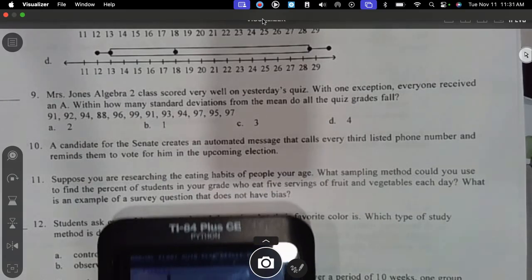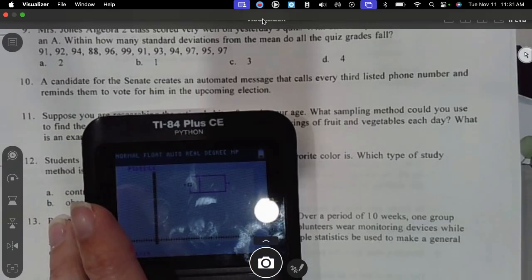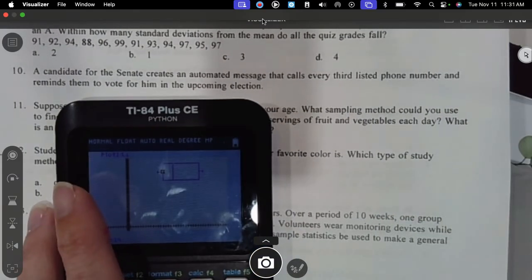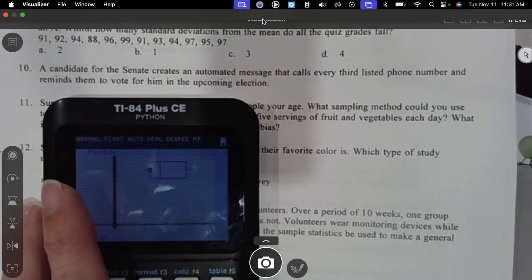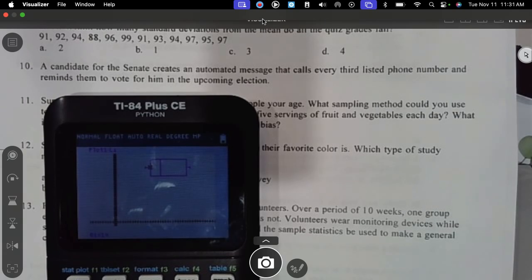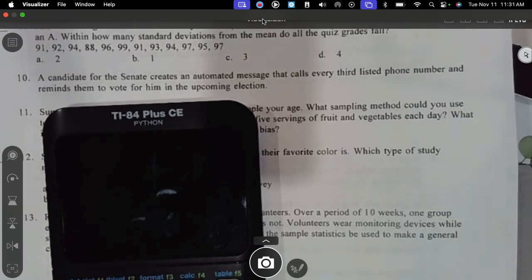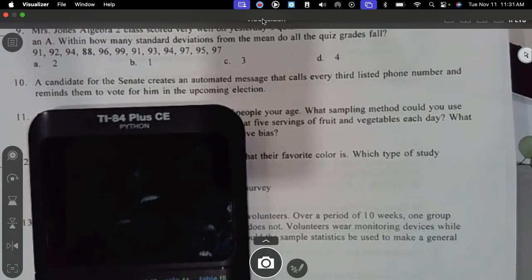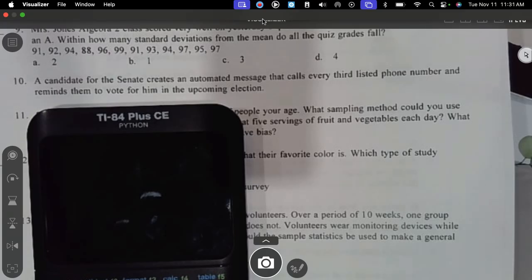Okay. For the ones like the one she changed, it'll have a number. Number 10 says a candidate for the Senate creates an automated message that calls every third listed phone number and reminds them to vote for the upcoming election. Where in the world is the question for this? It's not there, but it's systematic. I didn't put the question. What type of sampling method is it? Systematic. It's where you ask every whatever person.